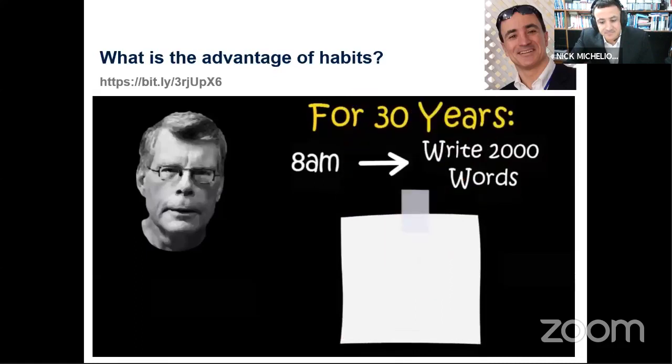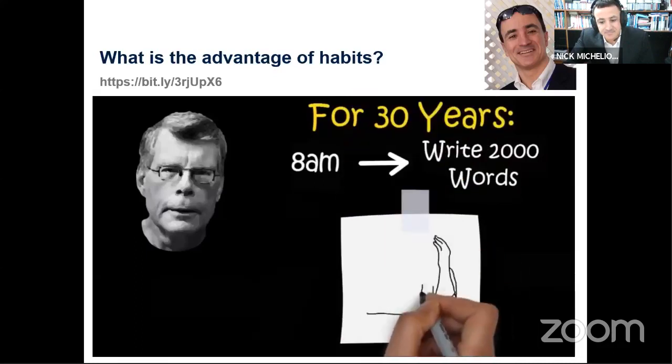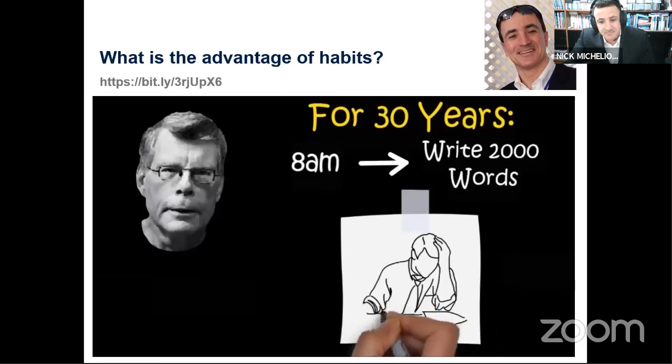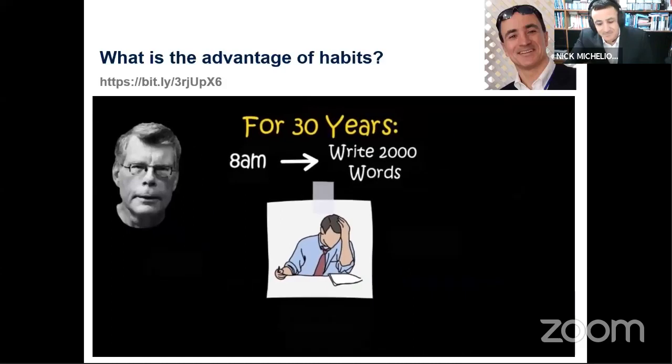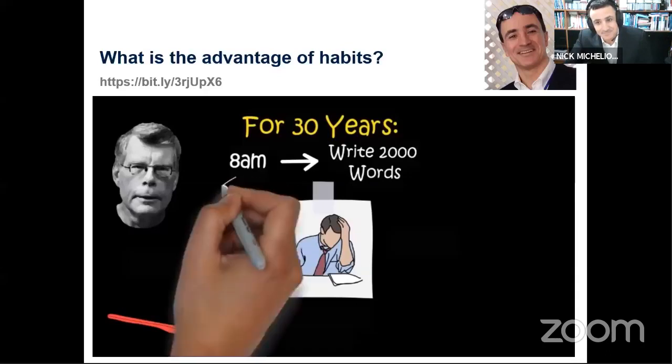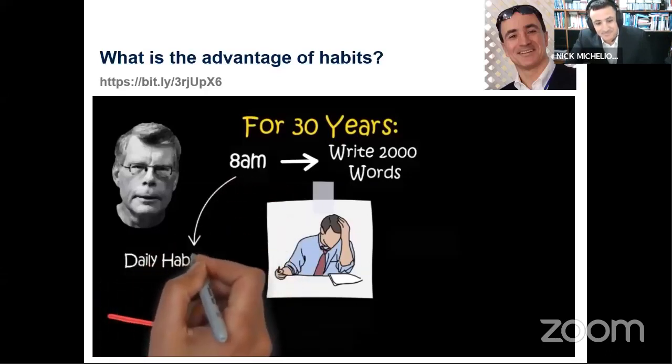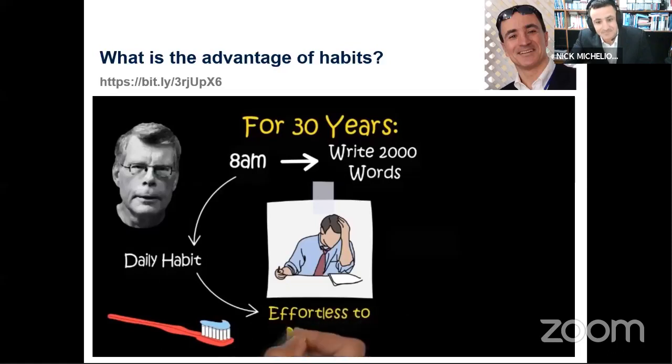An aspiring author might hear this fact and put off their dream of being a great novelist like Stephen King because they know they don't have the drive or the discipline to sit down every day and pump out 2,000 words. But what the aspiring author fails to realize is that Stephen King uses as much willpower to start writing 2,000 words a day as they require to brush their teeth in the morning. Like most effective people, Stephen King turned a vital productive behavior into a daily habit that is effortless to execute.